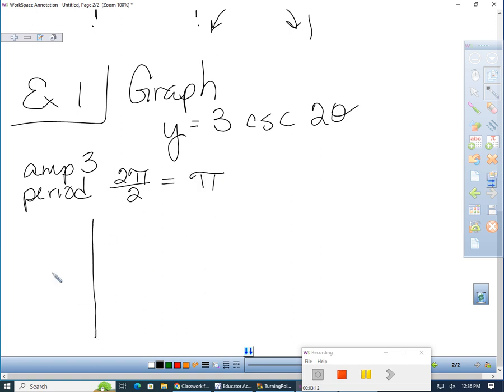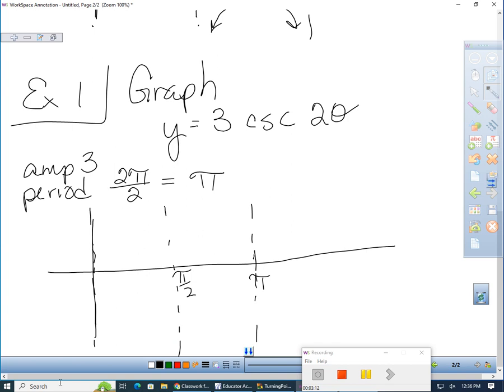So for our cosecant graph, we have an asymptote at the beginning. We have an asymptote at pi, because that's the end of our period. We have an asymptote in the middle at pi over 2. Then our amplitude is 2, so halfway between 0 and pi over 2, we're going to put a dot and approach both asymptotes. We go as low as -2, halfway between pi over 2 and pi. We go down to -2 and approach both asymptotes.